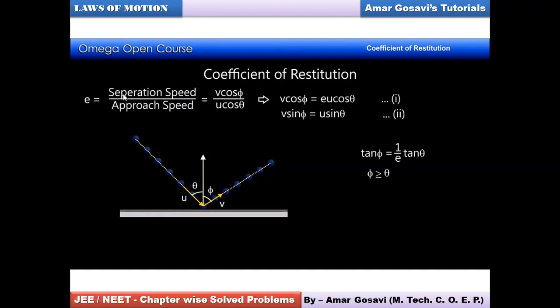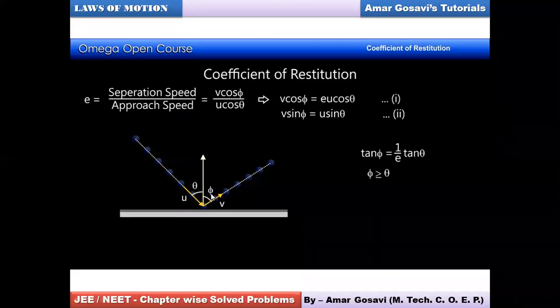So earlier for vertical collision, the equation of E was V by U, but now for this inclined collision, it has become V cos phi divided by U cos theta. Now how you get this component U cos theta or V cos phi? With the help of resolution of vectors. So the component which is connected to the angle will be always a cosine component. That's what we have studied.